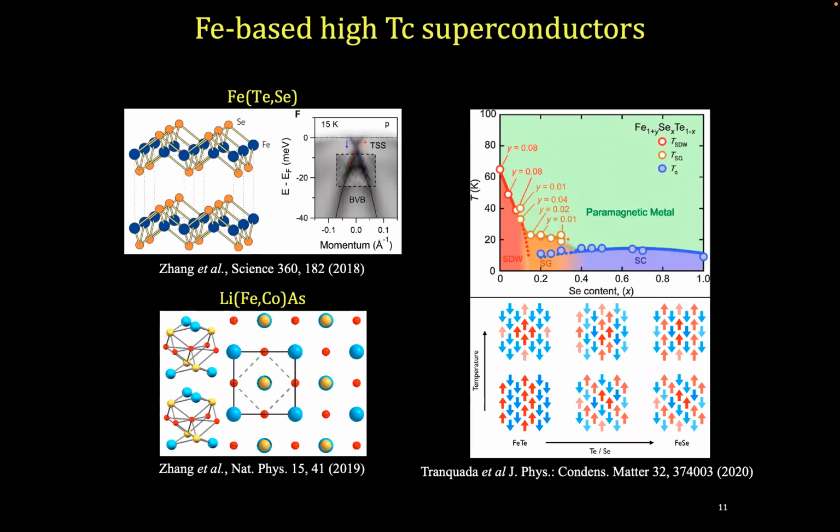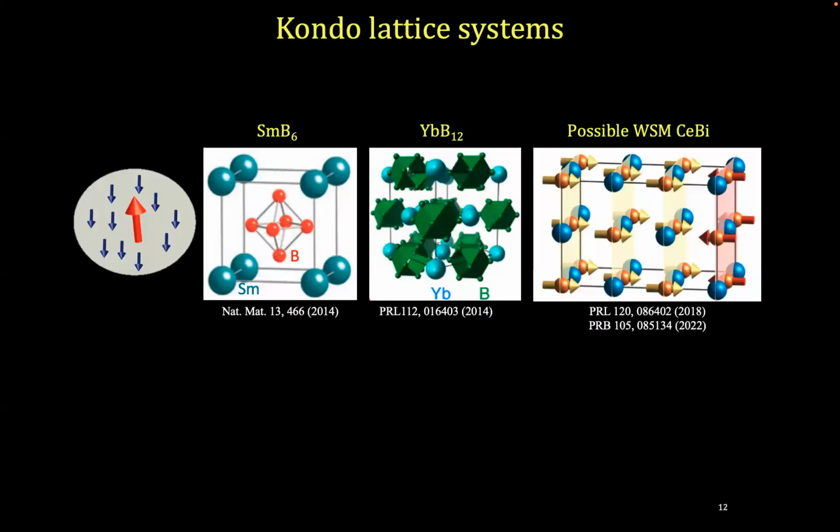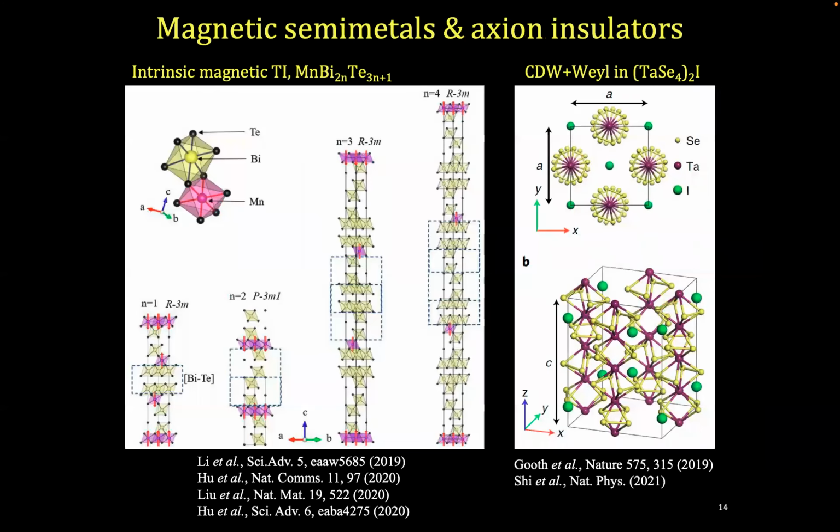And we know iron-based superconductor is also one example. It's a correlated system, and in these two materials, they also have topological surface states. So these are another interesting material for topological superconductivity. And of course, people try to explore the topological Kondo insulator in these systems.